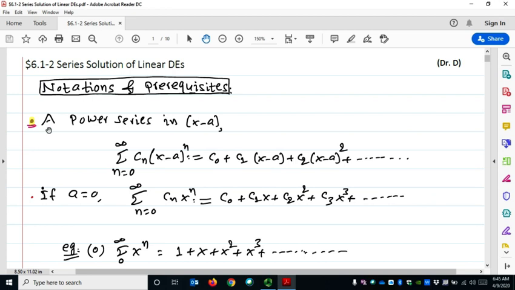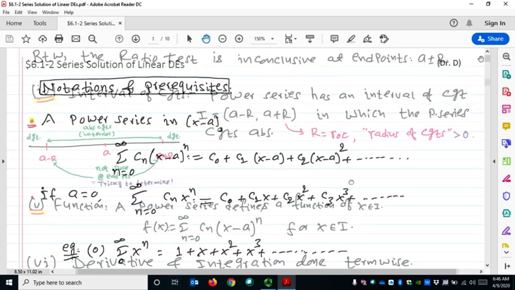The first one, a power series in x minus a, so that is centered at a, is denoted and defined by the infinite series, summation n goes from 0 to infinity of cn times (x minus a) to the power n, in the expanded form. This is this form. If a is 0, the power series centered at the origin is simply the infinite series of cn x^n. Let me scroll down. Let's continue.